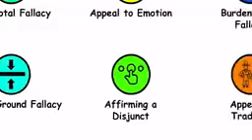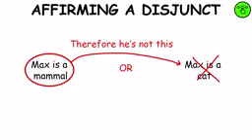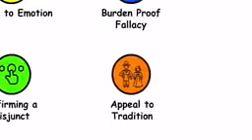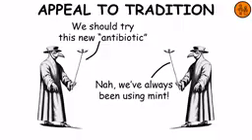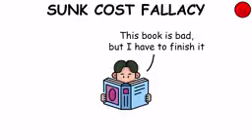Affirming a disjunct. The affirming a disjunct fallacy occurs when, given an either-or scenario, you wrongly assume that if one statement or outcome is true, the other one cannot be true. Appeal to tradition. It happens when we ignore the evidence that we should change because we have been doing something for a long time. Sunk cost fallacy. The sunk cost fallacy is our tendency to continue with something we've invested money, effort, or time into, even if the current costs outweigh the benefits.